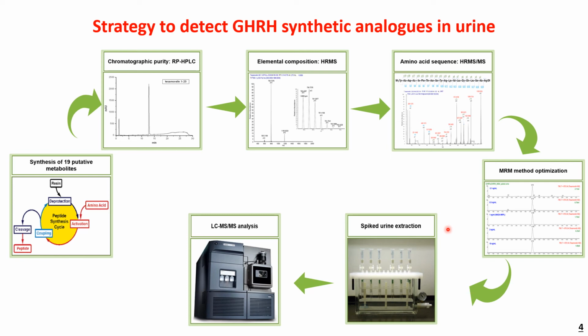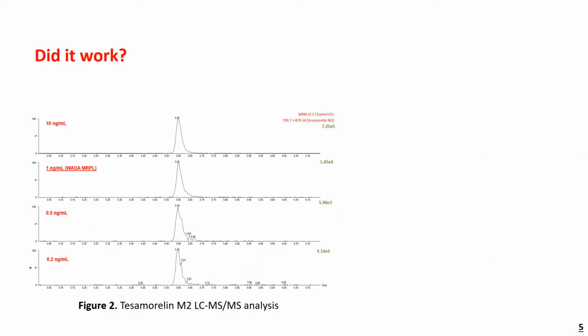Then, spiked urine with metabolites at WADA MRPL or less was extracted by a simple solid phase extraction protocol prior to LC-HRMS analysis. This slide represents extracted chromatograms for tesamorelin M2 as an example. And what you can see, reducing concentrations from 10 nanogram to 1 nanogram per ml, which is the WADA MRPL. Then half MRPL down to 0.2 nanogram, where the chromatograms start to be a bit noisy, but still clearly shown.